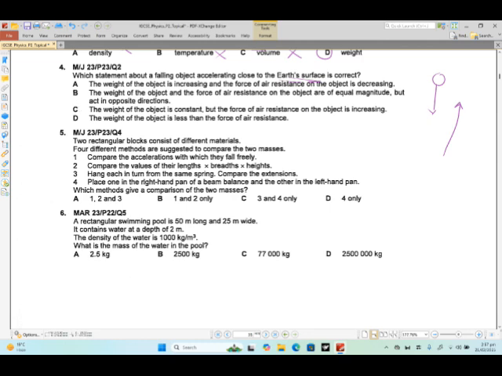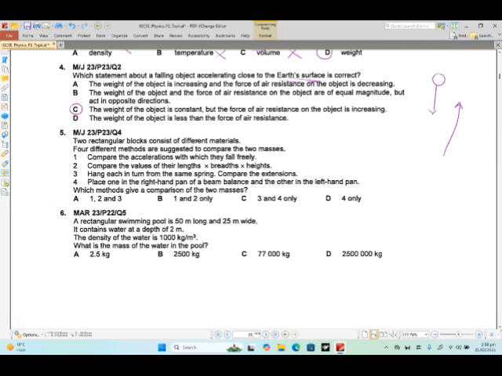Why is it happening? I've just told you that the main force acting on the object is its weight due to gravity, which is constant, and as the speed is increasing, air resistance is also increasing. Question number 5. Should I explain these two options as well? I've already explained, so let's move ahead.